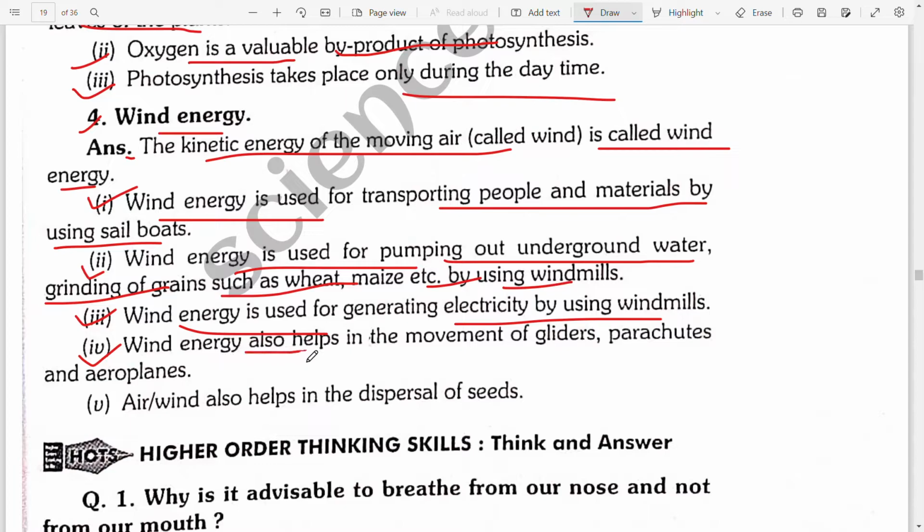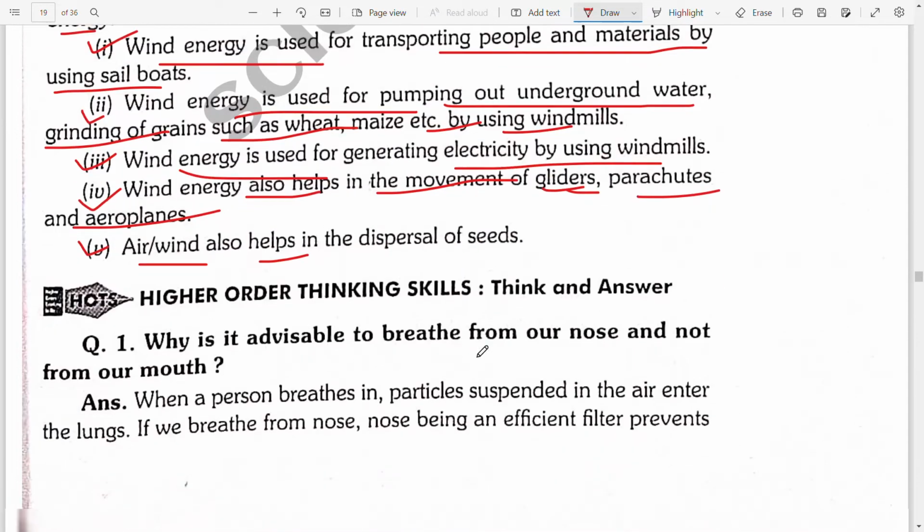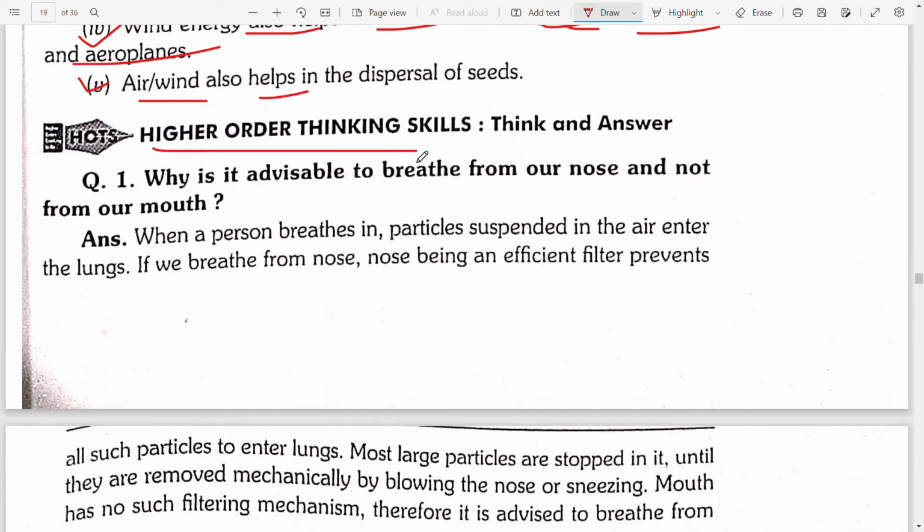Fourth, wind energy also helps in the movement of gliders, parachutes and aeroplanes. Fifth, wind or air also helps in dispersal of seeds. Next is think and answer. High order thinking skill questions.